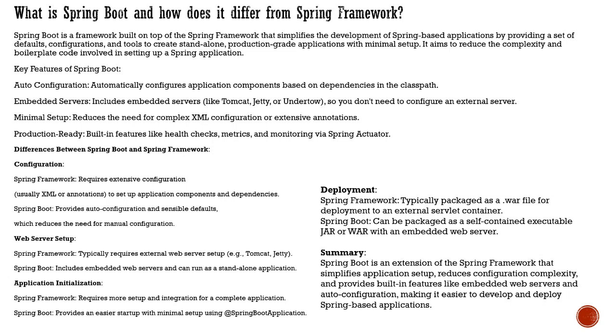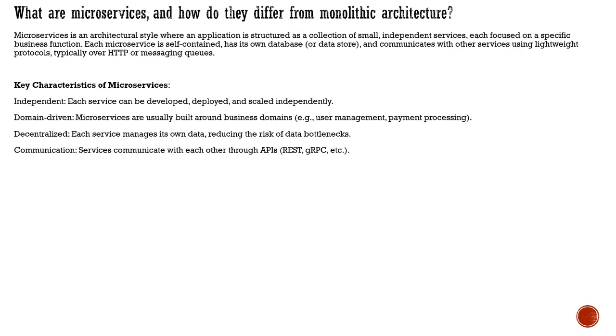Application initialization requires some setup and integration for the complete application, I would say. But with Spring Boot, it is provided with minimal and easy setup. Deployment-wise, a WAR file or a JAR file is typically deployed in an external server or container, I would say a servlet container. Spring Boot can have its own self-contained executable JAR or WAR file which can execute in the embedded server. So that's how it differs from Spring, right?